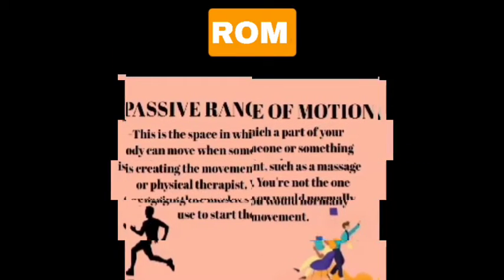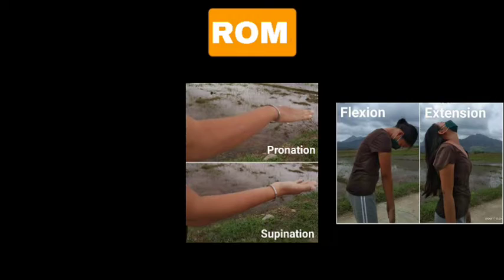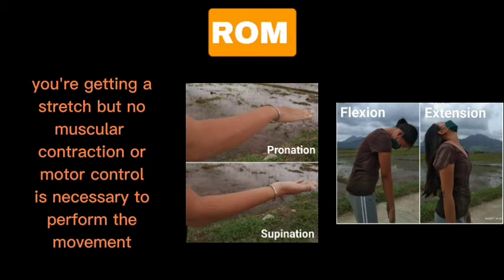Passive range of motion, or PROM. This is the space in which a part of your body can move when someone or something is creating the movement, such as a massage or physical therapist. You're not the one engaging the muscles you would normally use to start the movement and do the work. Oftentimes with passive range, you're getting a stretch but no muscular contraction or motor control is necessary to perform movement.